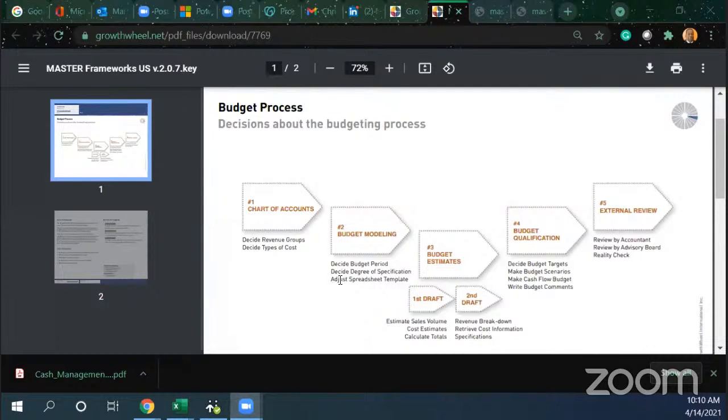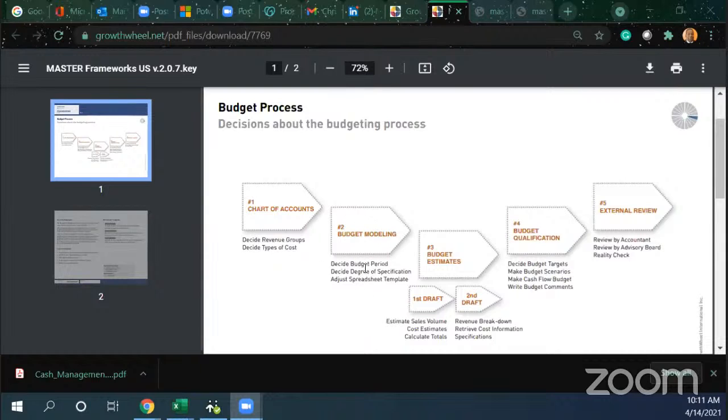The next thing that you want to do is decide how specific you want to go. Are you going to track every cost? Are you just looking at big picture stuff? Are you going to track spending weekly? Are you going to track spending monthly, annually? How specific are your revenue groups and how specific are your costs?